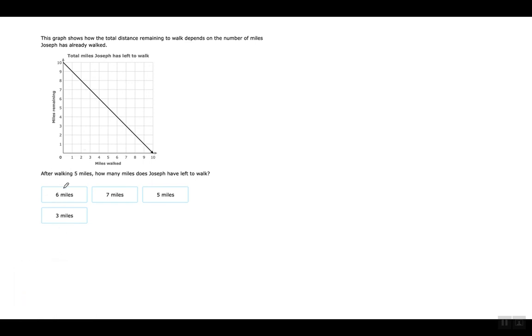All right, after walking 5 miles, how many miles does Joseph have left to walk? Okay, so 5 miles. After walking 5 miles, he has 5 miles left to walk.